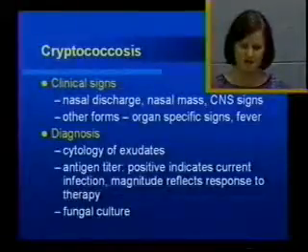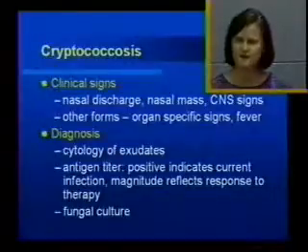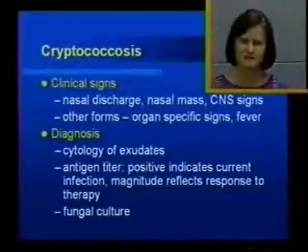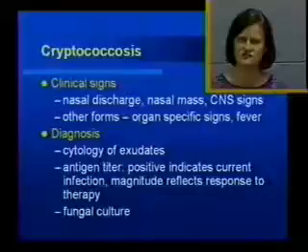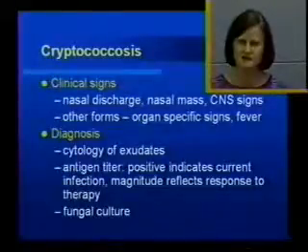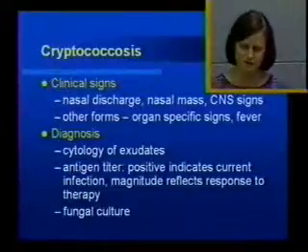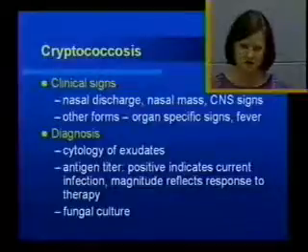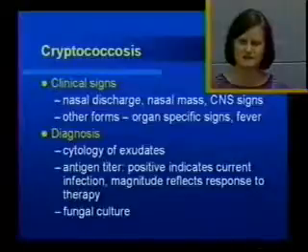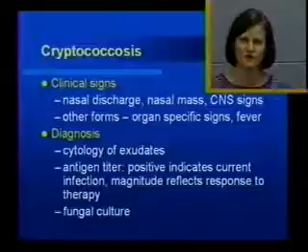Diagnosis is made by cytology of the exudates and also on serology. We think of fungal testing titers usually representing antibody titers, but in the case of cryptococcus, this is actually an antigen titer, so it detects proteins from the yeast itself. A positive titer therefore indicates that that cat is currently infected, and the magnitude of the titer represents the response to therapy. So when we start treating cats for cryptococcus, we expect that titer to slowly fall if they are responding to therapy. And then we can also do fungal cultures.